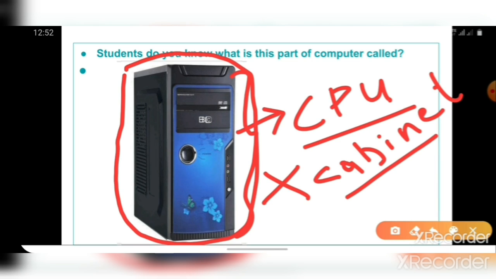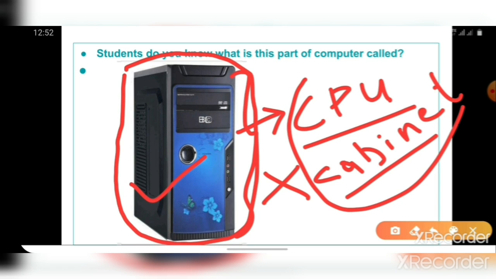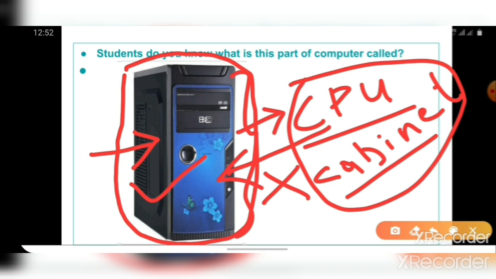Till now, in the smaller classes, you were made to study that this is the CPU, but no, this is the CPU's cabinet. Inside this cabinet is the CPU. CPU is installed inside this cabinet. So that's why CPU is an internal hardware. So whatever hardware parts are installed inside this cabinet are called internal hardware.